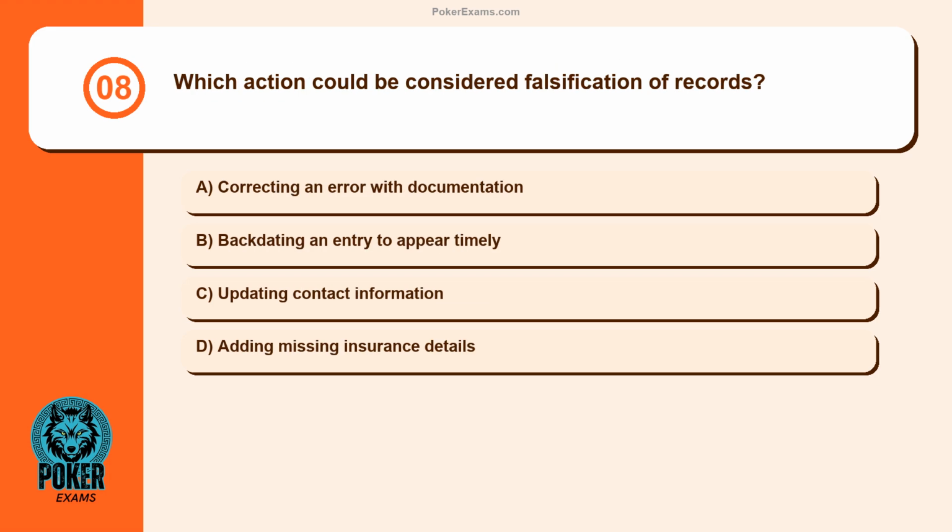Question 8. Which action could be considered falsification of records? Correcting an error with documentation, backdating an entry to appear timely, updating contact information, adding missing insurance details.